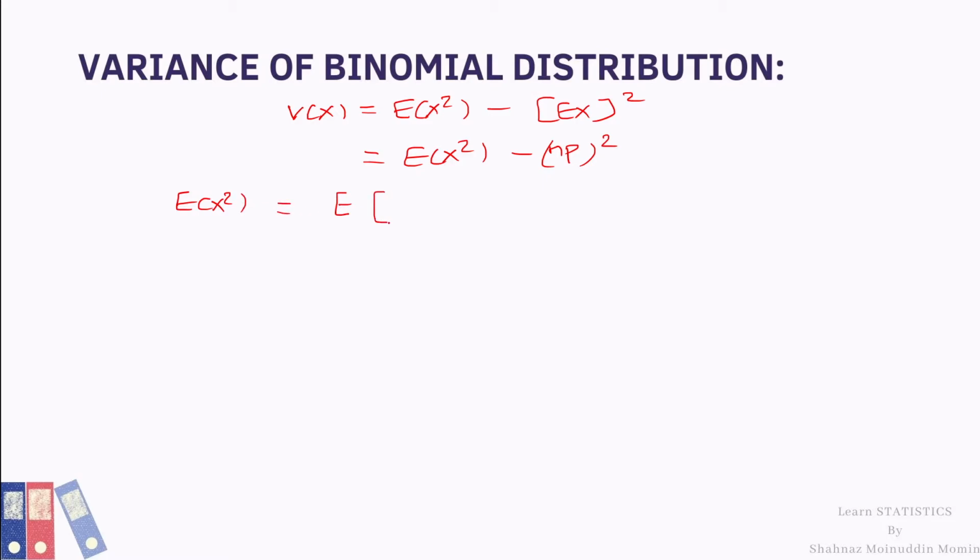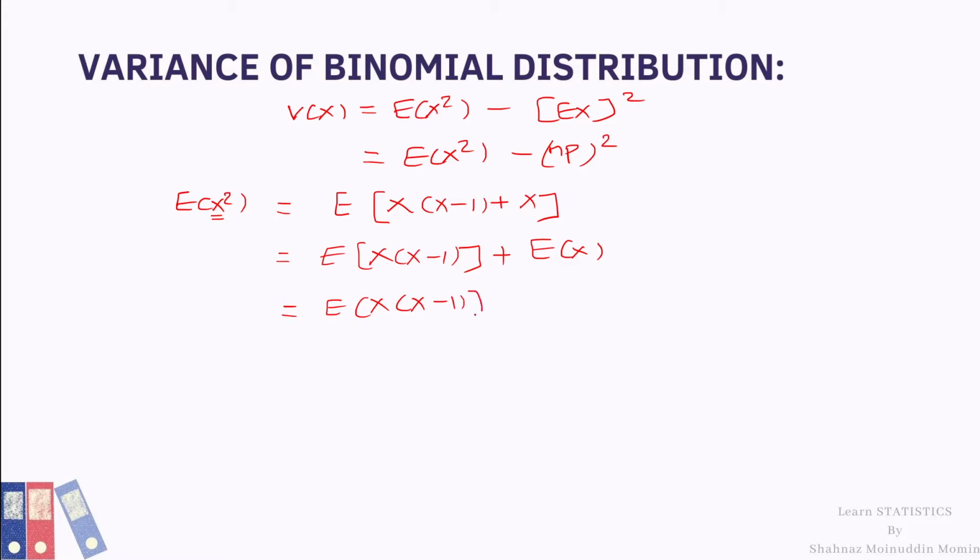I will rewrite the expectation of x square as expectation of x into x minus 1 plus x, which means I have rewritten x square as x into x minus 1 plus x for our convenience. So it is expectation of x into x minus 1 plus expectation of x, which is equal to expectation of x into x minus 1 plus n into p, since expectation of x is n into p.